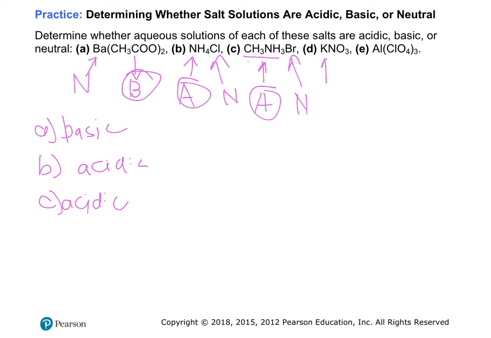Now we have potassium, group 1, so that will lead to neutral. Nitrate is the conjugate base of nitric acid, which is a strong acid, so this will also be neutral. So for D, this solution would be neutral pH. And then lastly, we have aluminum. Aluminum is a transition metal, so it's going to give us an acidic solution. Perchlorate is the conjugate base of a strong acid, so that will lead to it being neutral. So again, we're going to have a neutral solution.